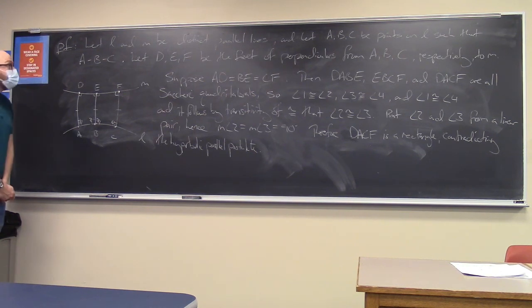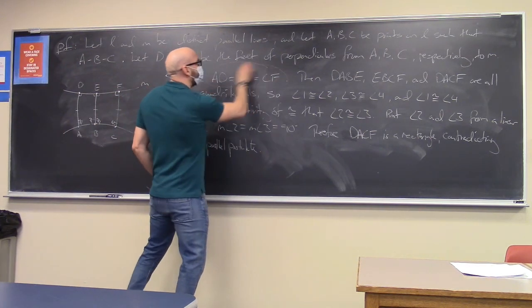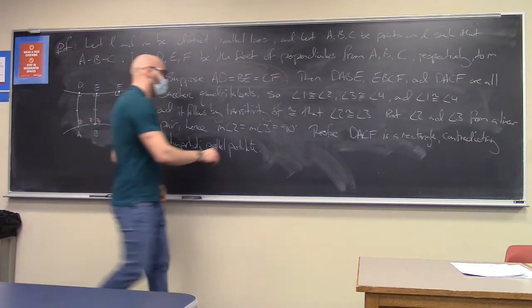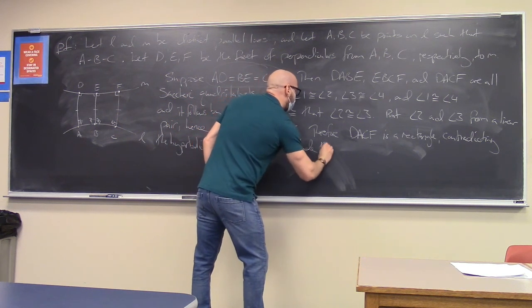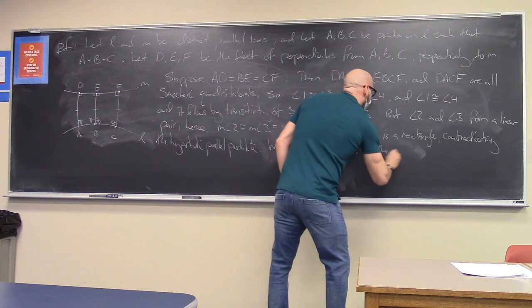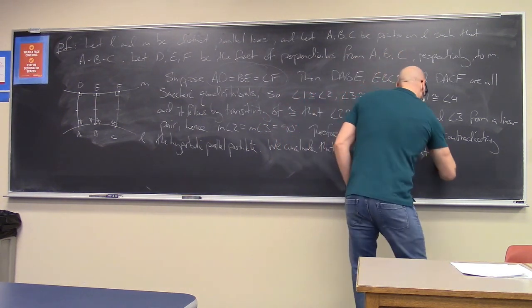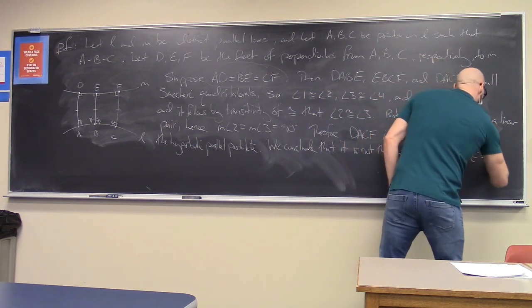So what can we conclude? Our contradiction came from assuming that all three of these line segments are the same length. So our conclusion is that they can't all be the same length. So we conclude that it is not the case that AD equals BE equals CF.